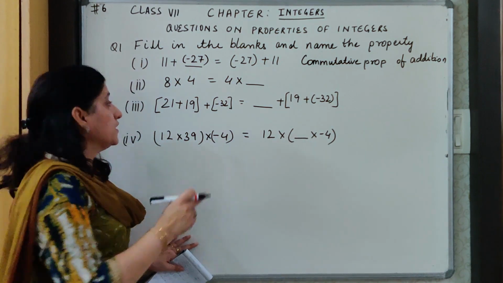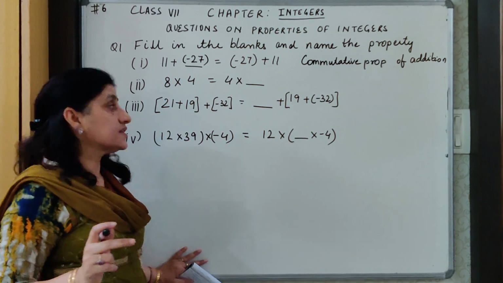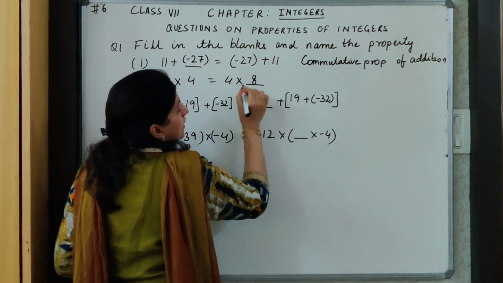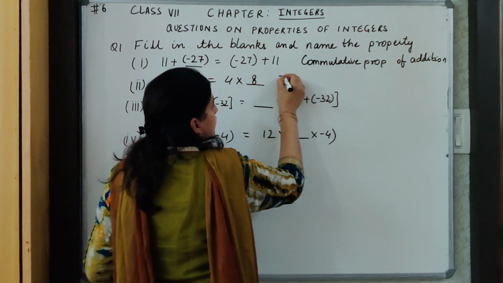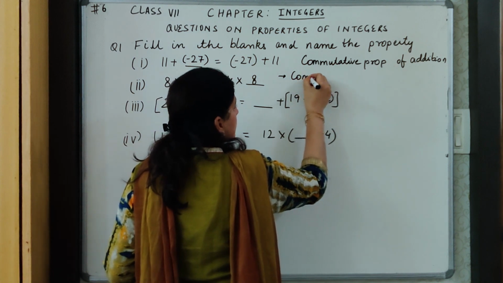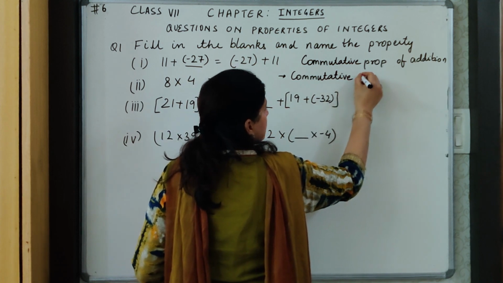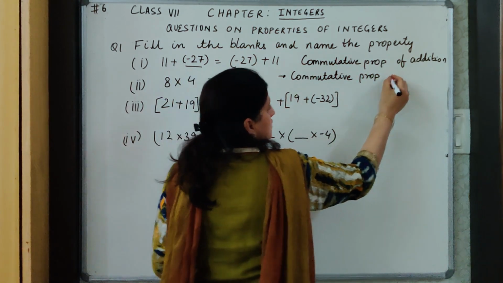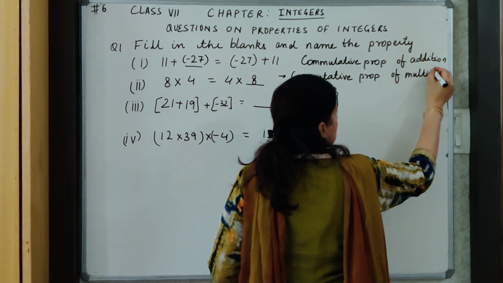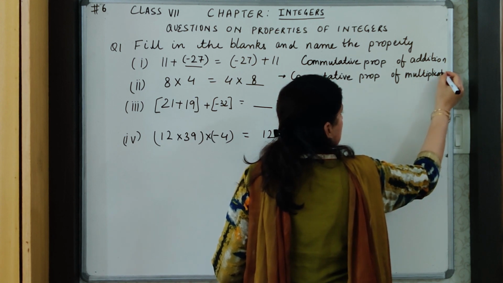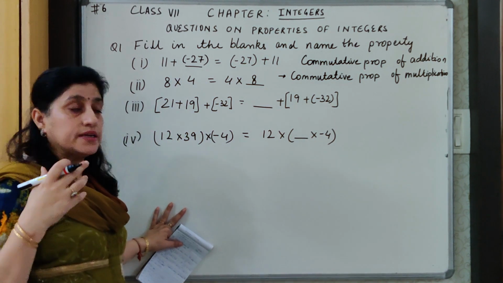Now coming to the next one. 8 into 4 is equal to 4 into dash. What is this dash? 8. And again this property is a into b is equal to b into a. So the property used here will be the commutative property, but now this is the commutative property of multiplication. I hope you are recalling the properties.